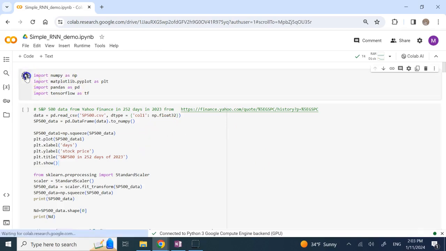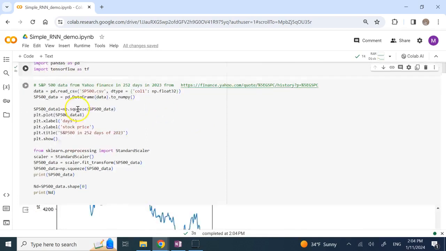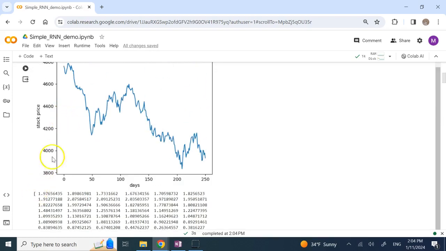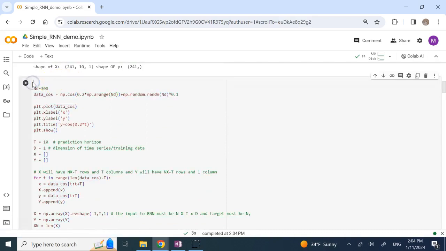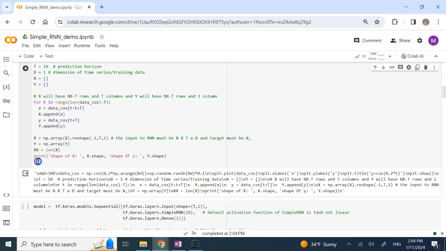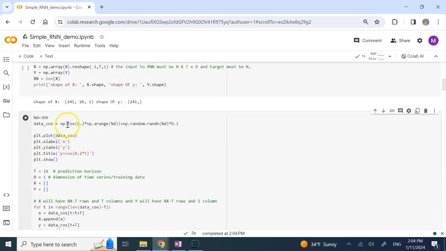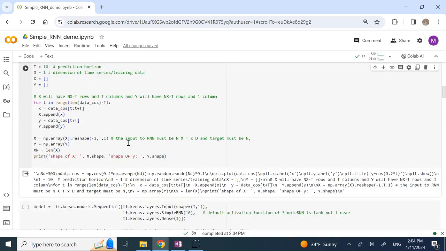So first, let's do it on the clean y function and see what happens. So here I import my libraries, and then I create 300 data points, and I use cosine of 0.2 times those values using np.arange. And first, I don't add the noise, so I make it a clean, perfect function with no noise, just a perfect cosine function, and see if my network can estimate this, okay?